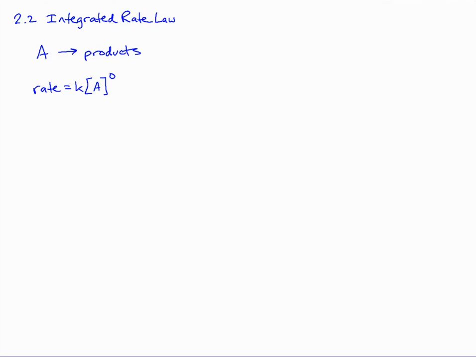So first off, we're looking at a zero order reaction. Consider this reaction. We have substance A becoming products. And the rate law for this zero order reaction is rate equals k times the concentration of A to the 0 power. This is how we know it's a zero order reaction from the rate law.